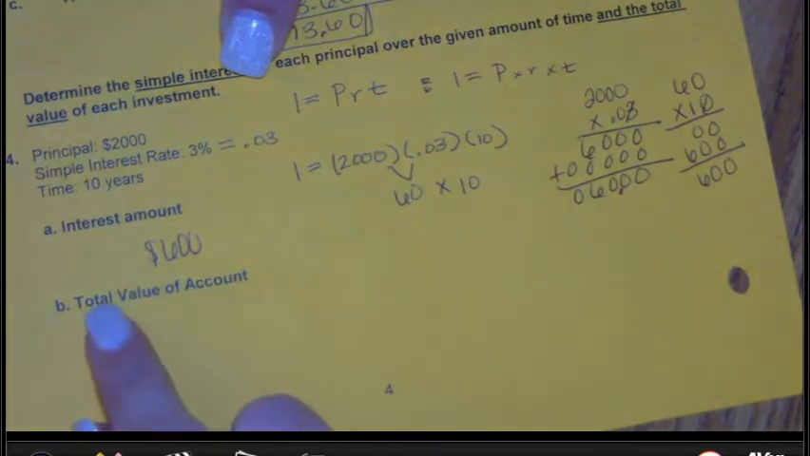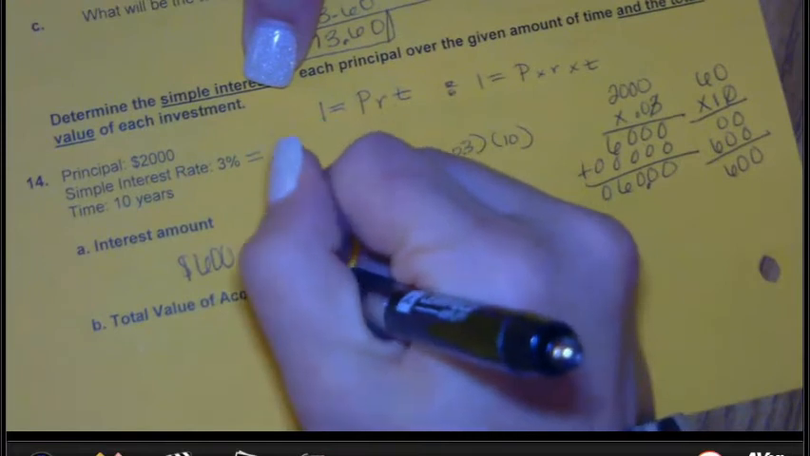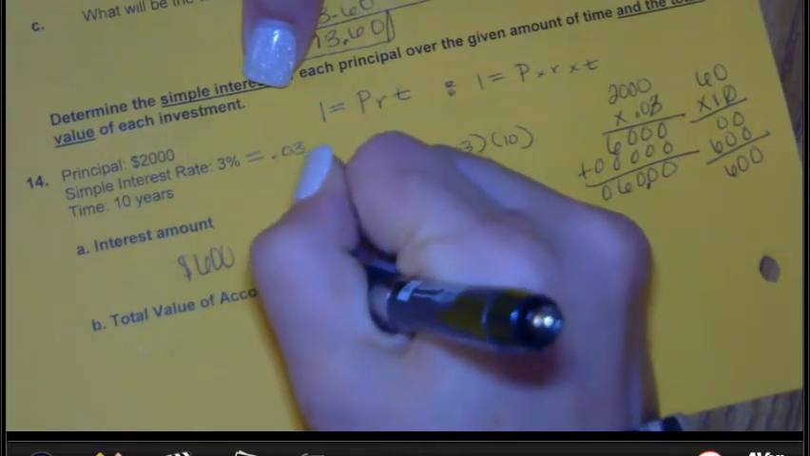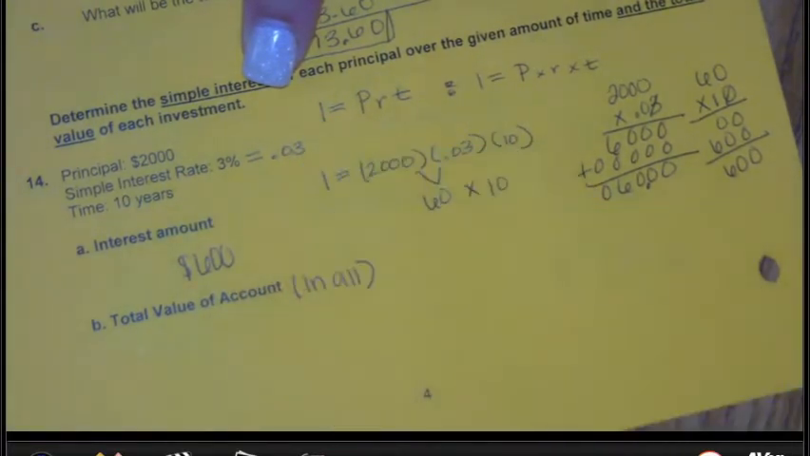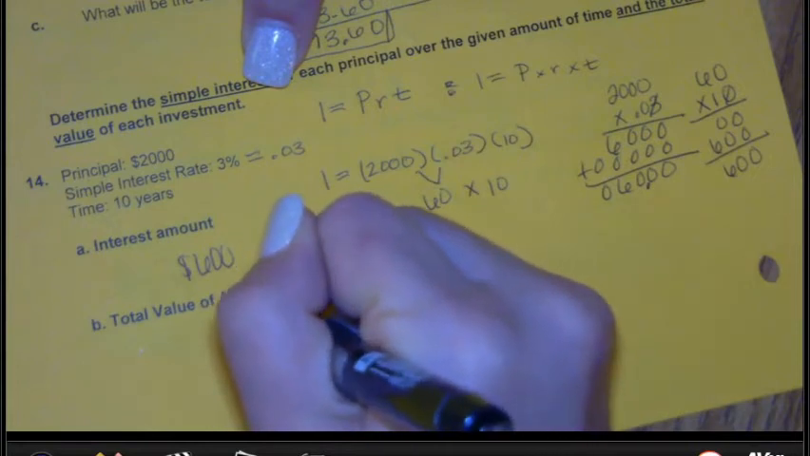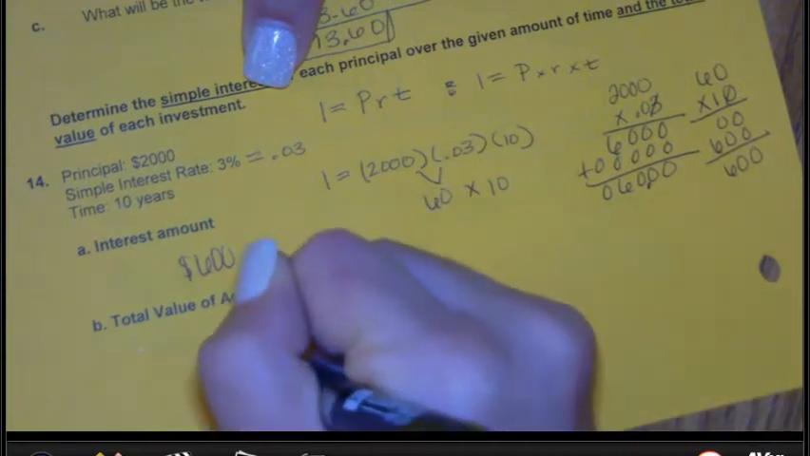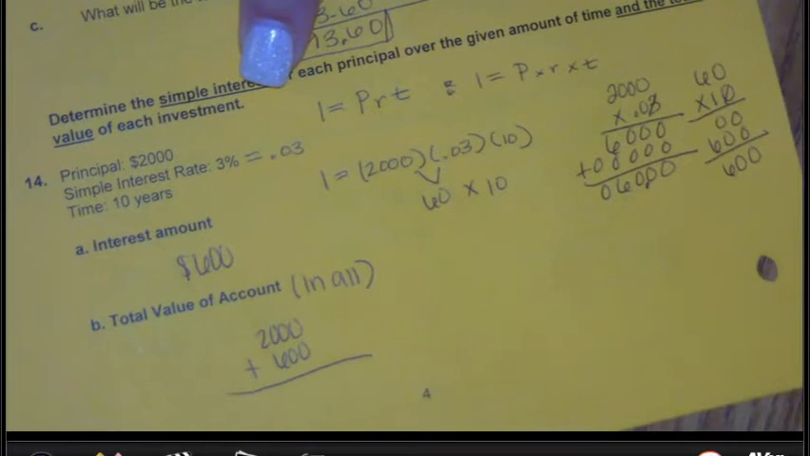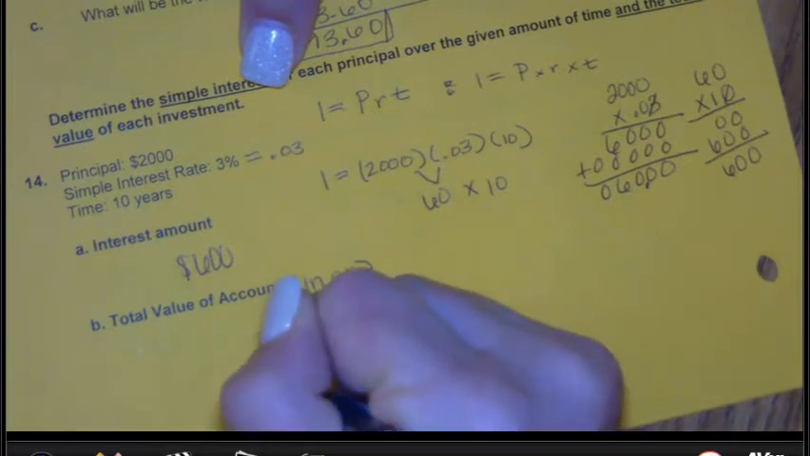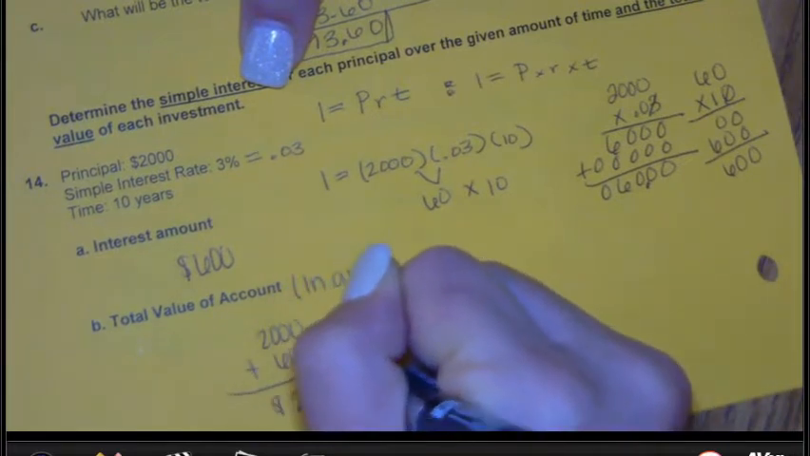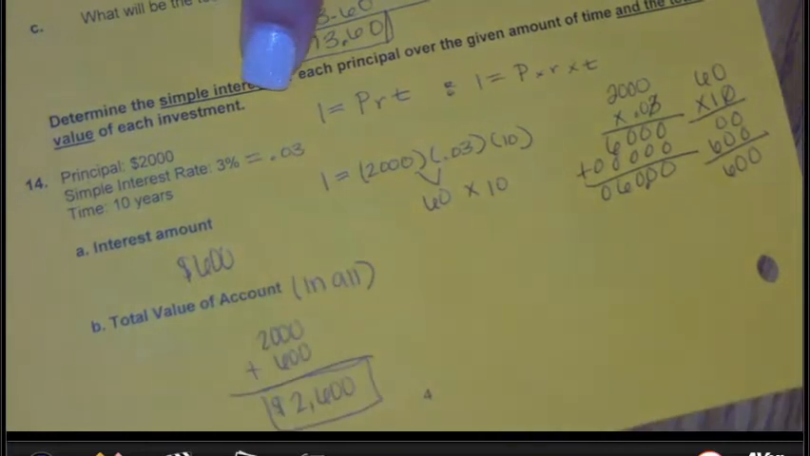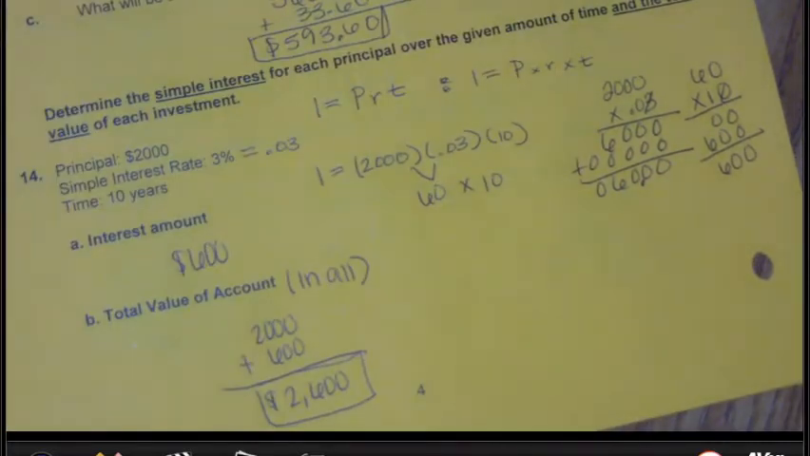Okay. What is the total value of my account? Which means what is the total in all? So I need to take my original investment of $2,000. I earned $600 in interest to give me a grand total of $2,600 in all.